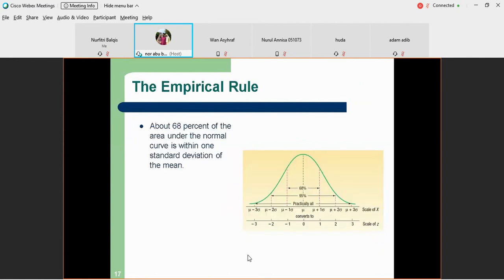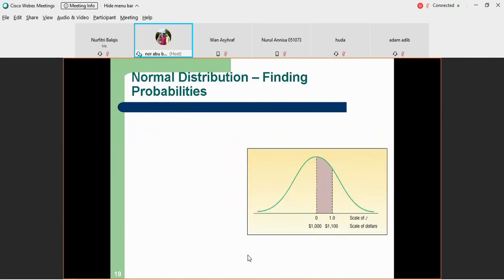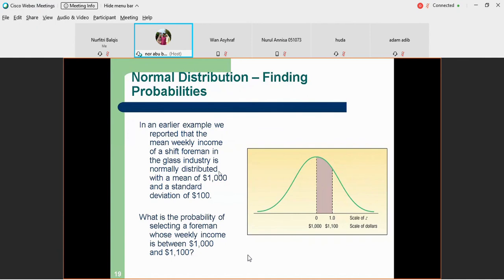Why are you so eager to find Z? Because you want to answer this question. It says mean 1000, standard deviation 100. Look at this question: what is the probability of selecting a foreman whose weekly income is between 1000 and 1100? What you actually do is find how much this area is. If you know this area, then you can answer this question.